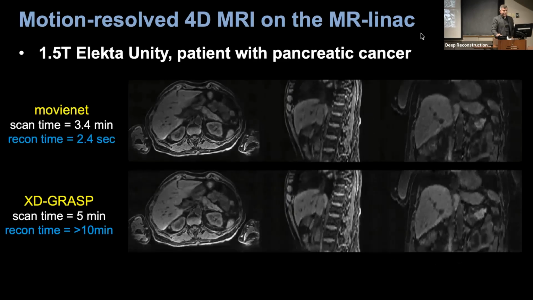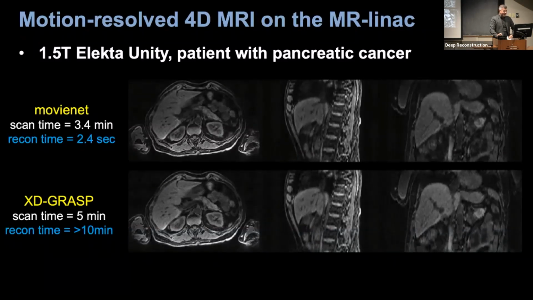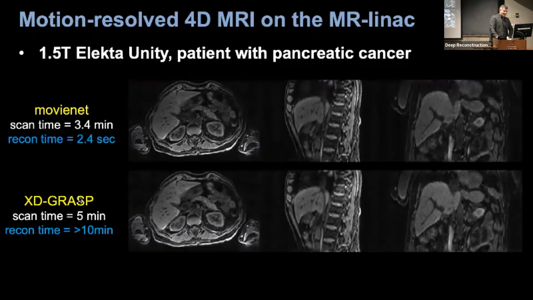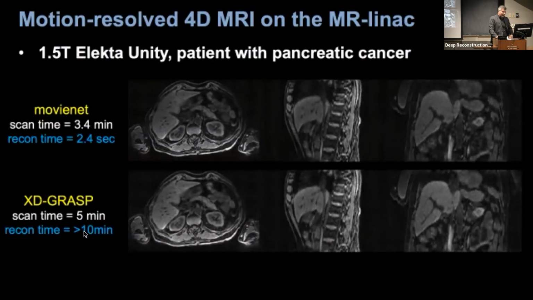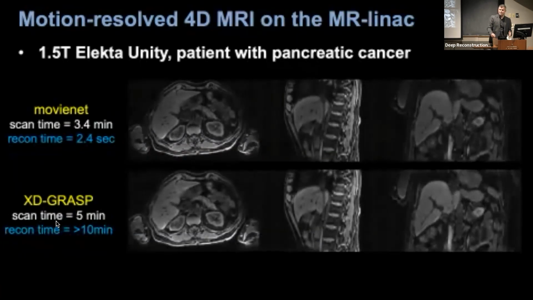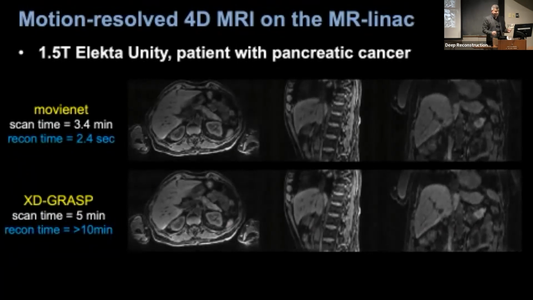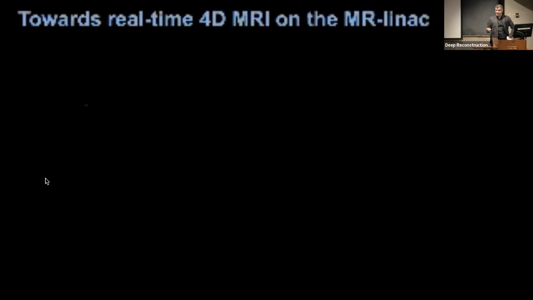All right, let me now move to radiation therapy applications. So this is showing 4D imaging on the MR-Linac. And this is movienet, like 3.4 minutes and only 2 seconds of reconstruction. This is showing SD grass with a longer acquisition and much longer reconstruction. So basically, there are no differences despite the huge reduction in reconstruction time. But we're not quite there yet in terms of real time. This is still 3 minutes and 2 seconds reconstruction.